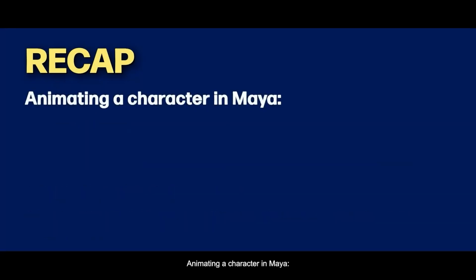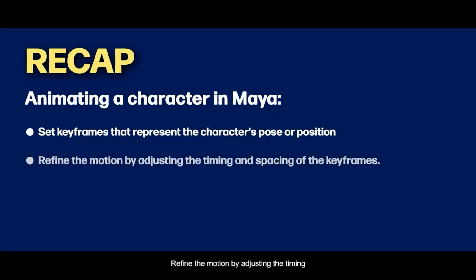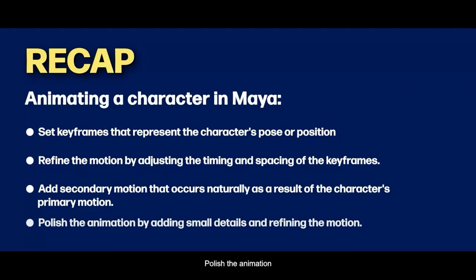Animating a character in Maya. Set keyframes that represent the character's pose or position. Refine the motion by adjusting the timing and spacing of the keyframes. Add secondary motion that occurs naturally as a result of the character's primary motion. Polish the animation by adding small details and refining the motion.